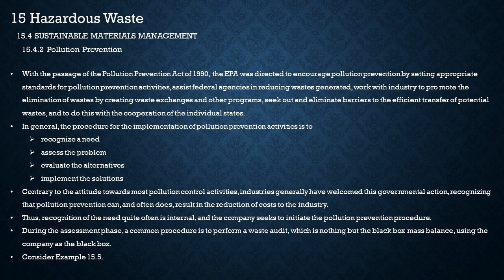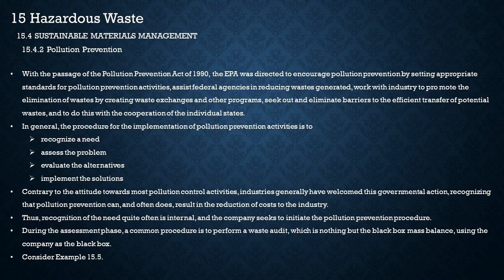In general, the procedure for the implementation of pollution prevention activities is to recognize a need, assess the problem, evaluate the alternatives, implement the solutions. Contrary to the attitude towards most pollution control activities, industries generally have welcomed this governmental action, recognizing that pollution prevention can, and often does, result in the reduction of costs to the industry. Thus, a recognition of the need quite often is internal, and the company seeks to initiate the pollution prevention procedure.